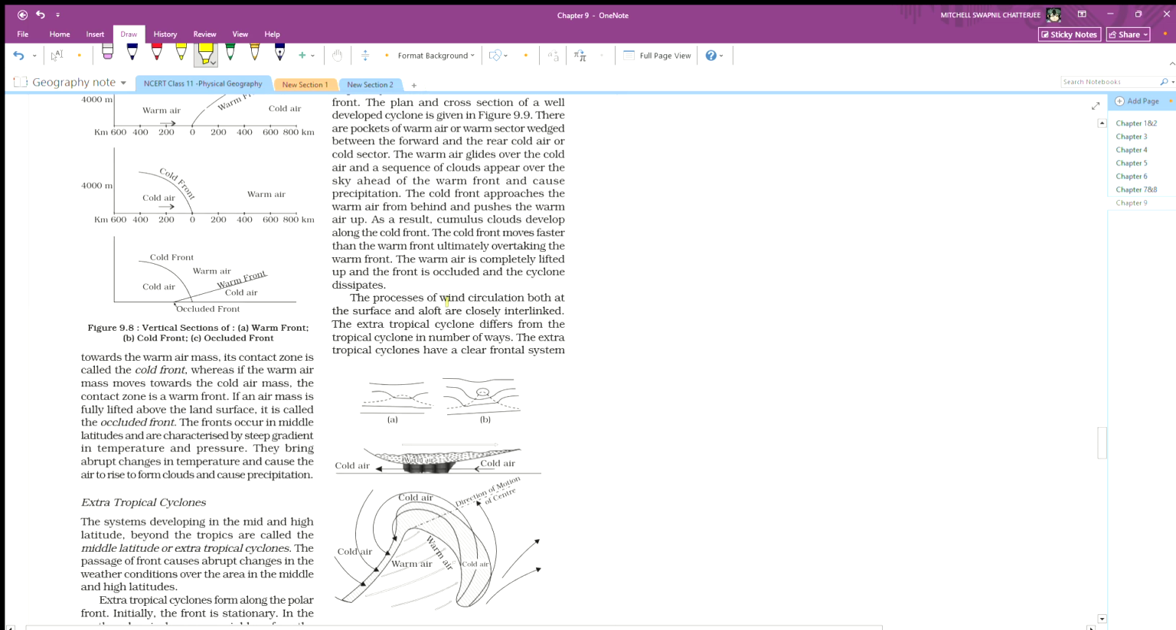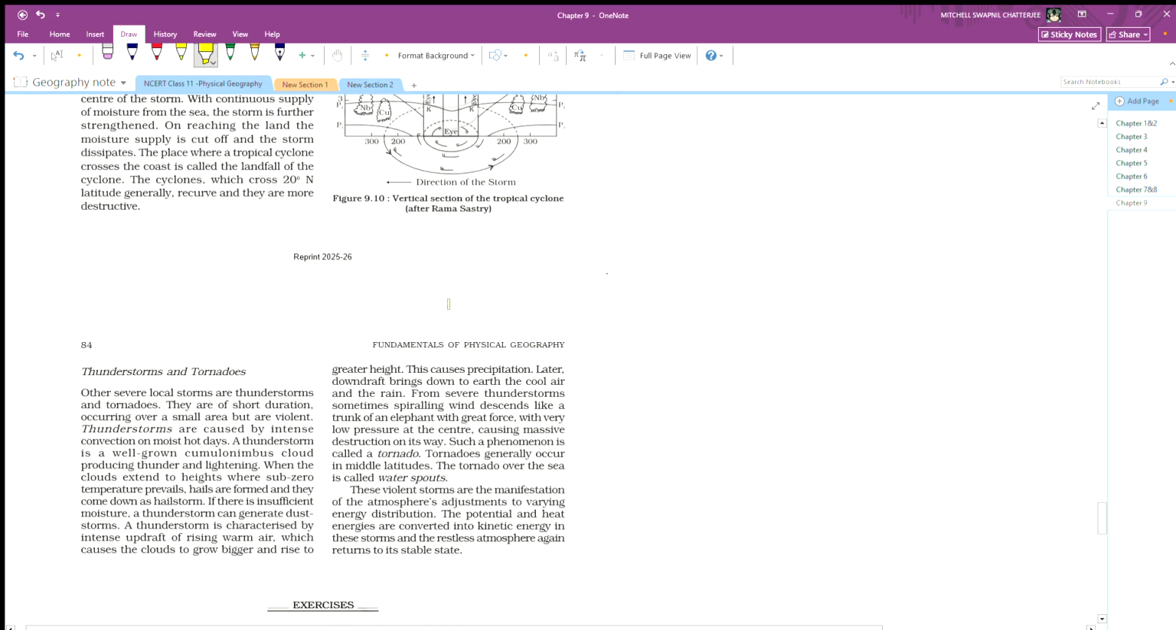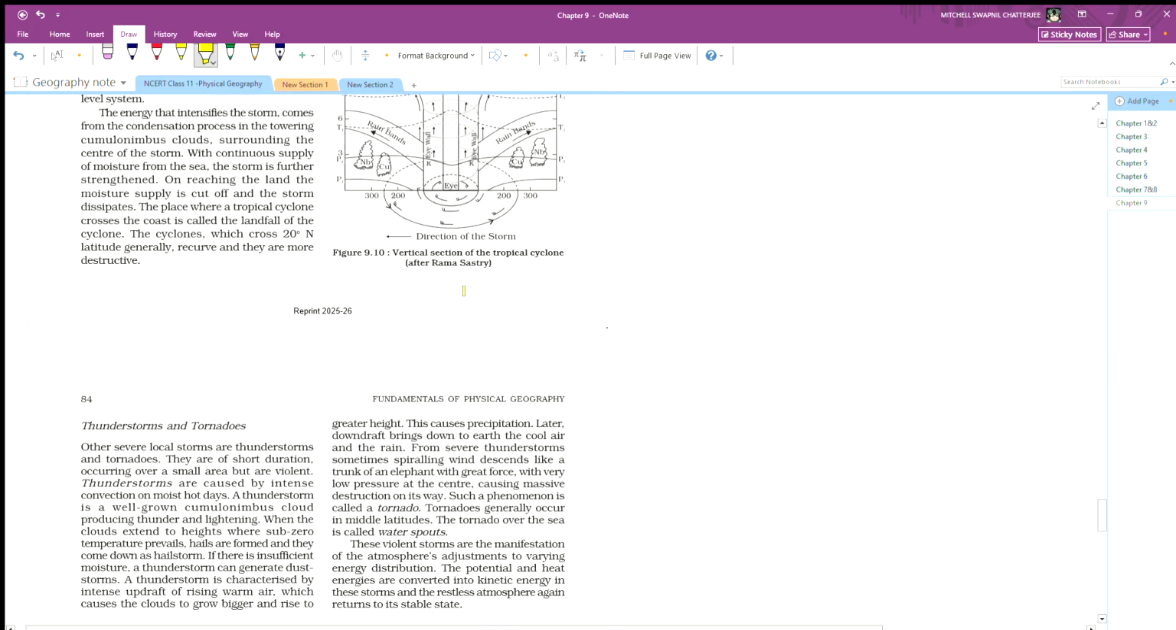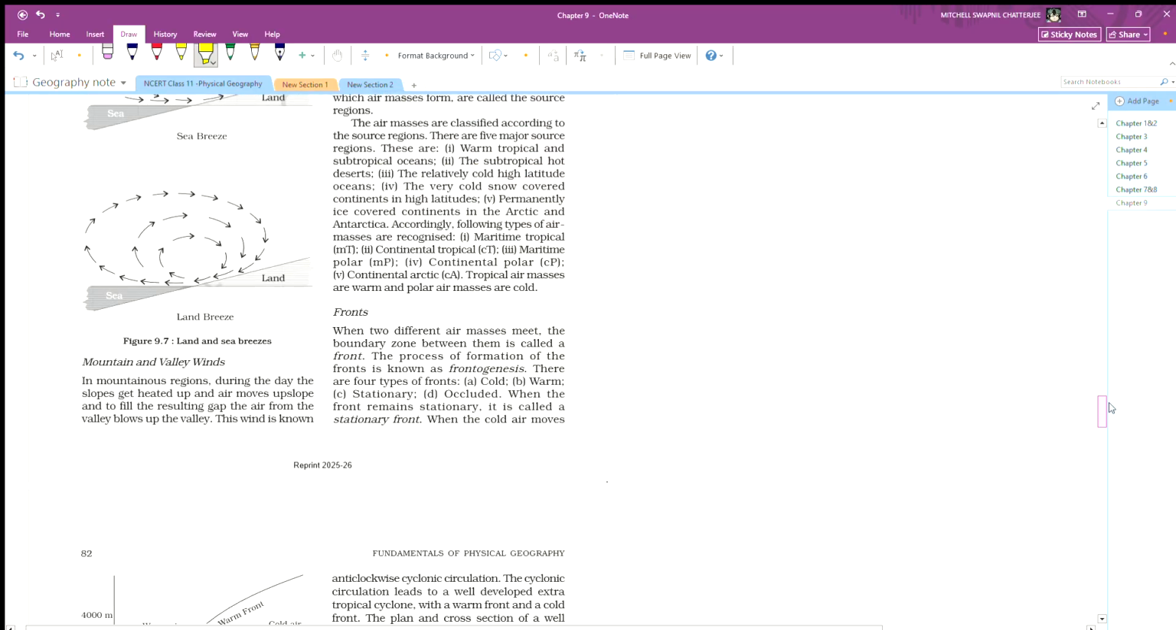How much do we have left? We have 3 more pages. Wow. No, in fact, 4 pages. 3.5.